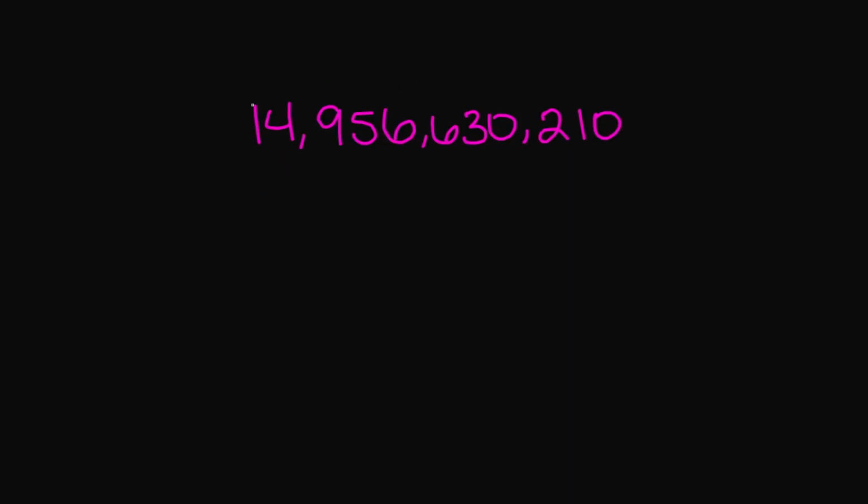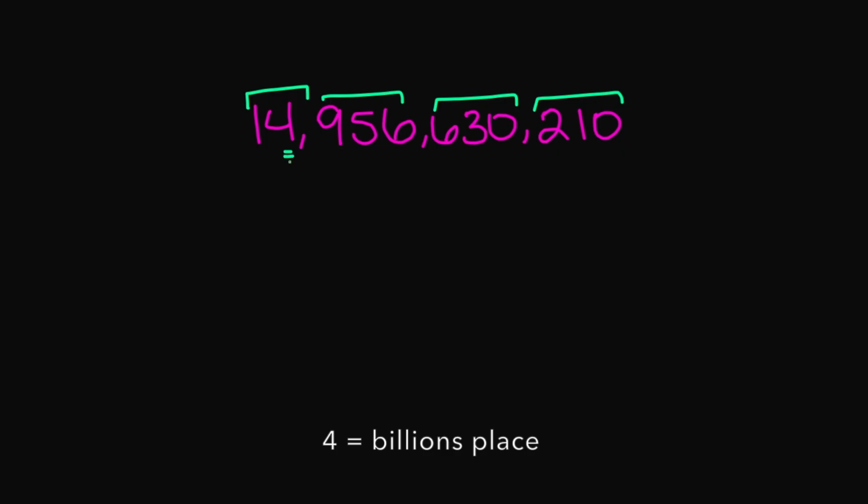Let's look at this example here. So we have 14 billion, 956 million, 630,210. And the 4 in this example is going to be in your billionths place. So this is your 4 here, and this is your billionths place.